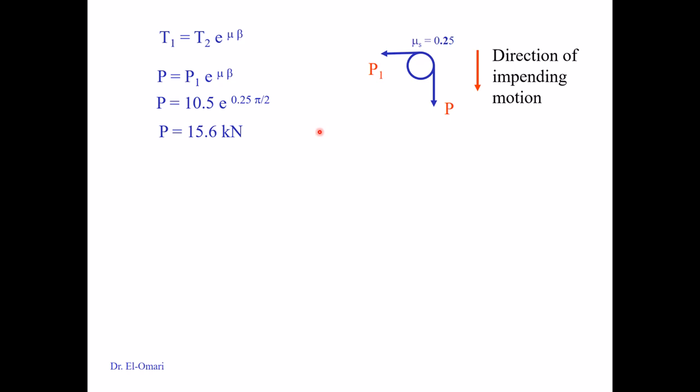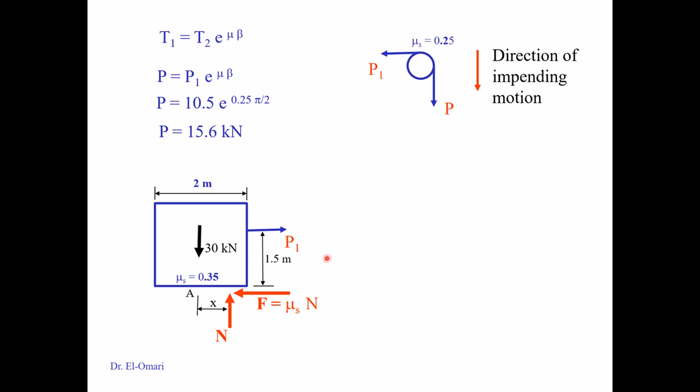One last step that we didn't analyze is whether this will slide. Now we know that when you increase the force to 15.6 kilonewton, then the box will start sliding because P1 will reach 10.5 and the box will start motion. So we have to analyze whether this box will slide or it will tip, because this is another important step that we have to do, which means that you have to find this value x.